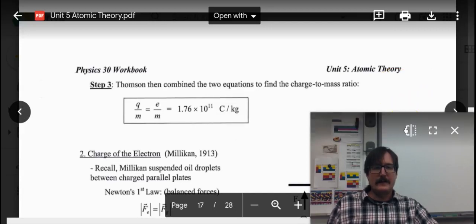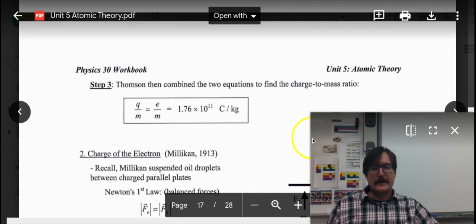Okay, continuing along, step 3 of the Thomson experiment. You combine two equations to find the charge to mass ratio, which would be Q divided by M, which was equated to E over M, where E is the charge of an electron, M is the mass of the electron, and you get a value of 1.76 times 10 to the 11 coulombs per kilogram.